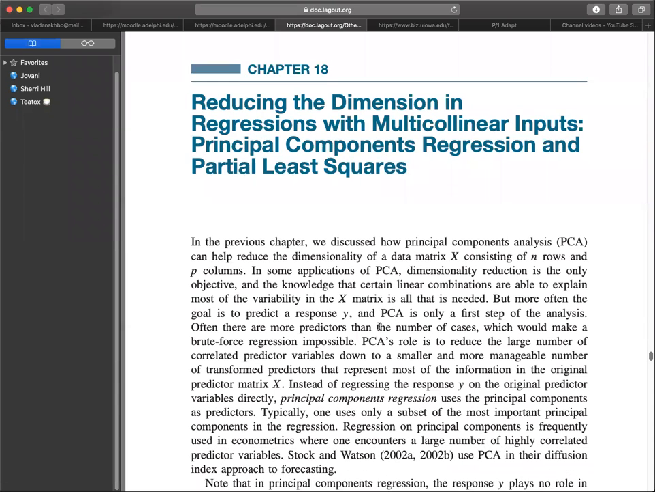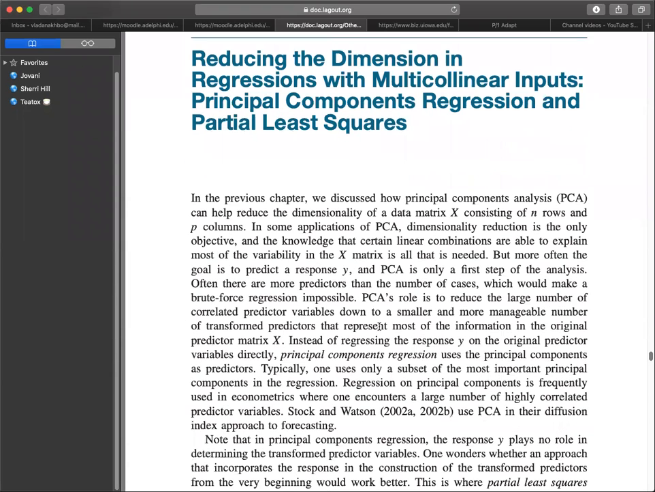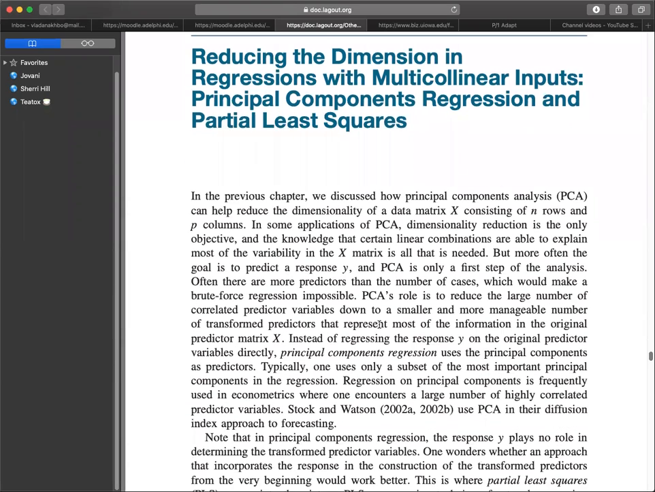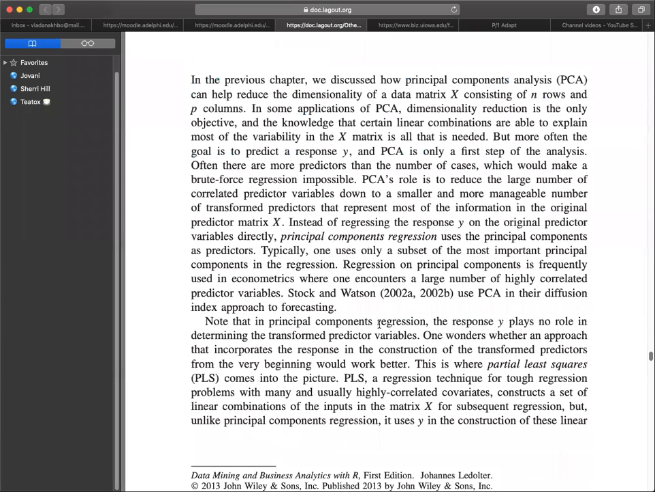In the previous chapter, we discussed how Principal Components Analysis, or PCA, can help reduce the dimensionality of a data matrix X consisting of n rows and p columns. In some applications of PCA, dimensionality reduction is the only objective, and the knowledge that certain linear combinations are able to explain most of the variability in the X matrix is all that is needed.